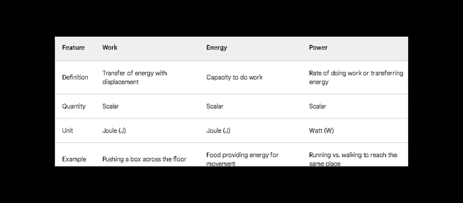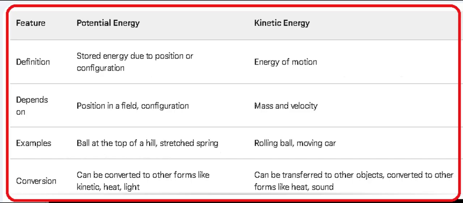Imagine a ball rolling down the hill. It has kinetic energy because it's moving. The faster it rolls, the more kinetic energy it has. Kinetic energy equals 1/2 mv². Examples of kinetic energy are a rolling ball and a moving car. Kinetic energy can be transferred to other objects or converted to other forms like heat and sound.